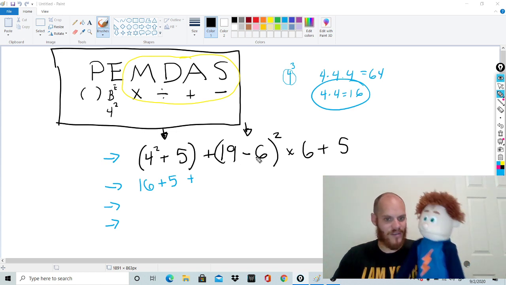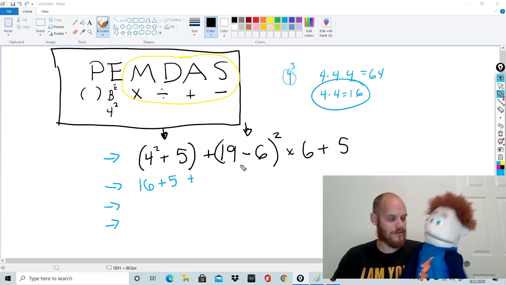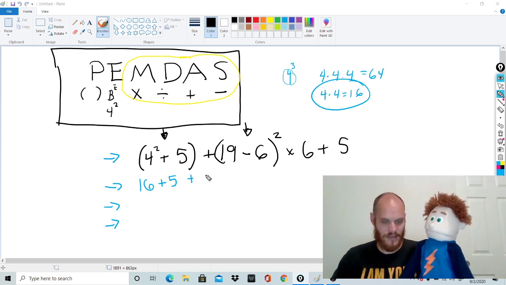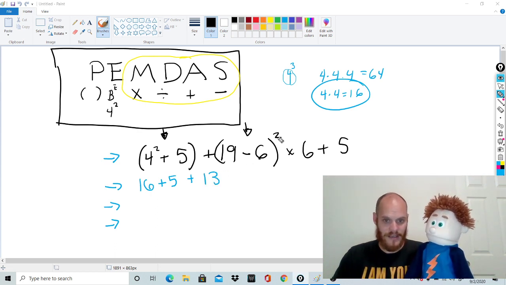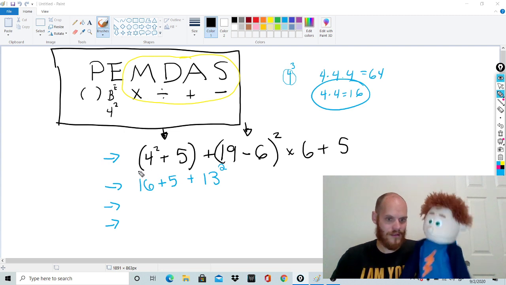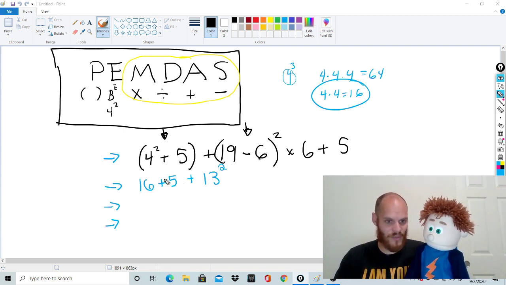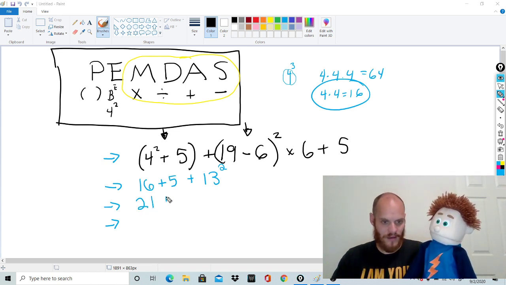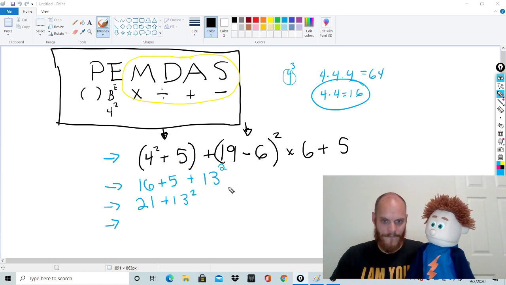Okay, 19 take away 6 is what? 13? Yep, it is 13. You're right. So 13. Now I'm going to drop the parentheses, but I need to bring that squared over. So this is squared. Okay, you with me? Yeah. So this thing was still inside parentheses. This is where I talk about how you have to do multiple rows of this. What is 16 plus 5? 21. So I'm going to put a 21 here, plus 13 squared times 6 plus 5.